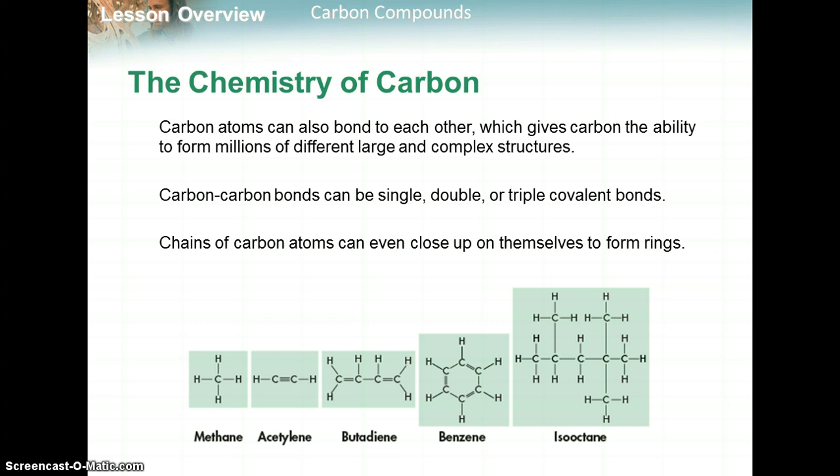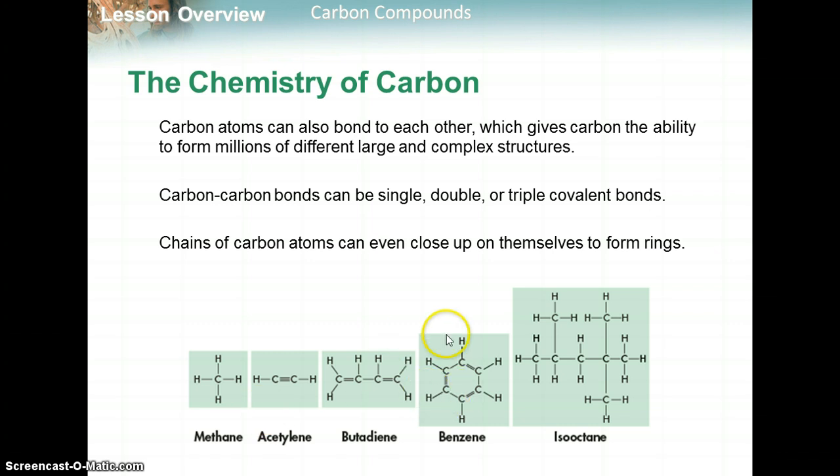What's also cool is that carbon atoms can bond with each other, which gives carbon the ability to form millions of different large and complex structures. It can form a single bond, like here in methane, with 4 bonds to hydrogen. It can form a double bond here, in these molecules. We've got a couple other double bonds here. Here's a double bond, there's a double bond. It can also form triple bonds, which aren't pictured here.